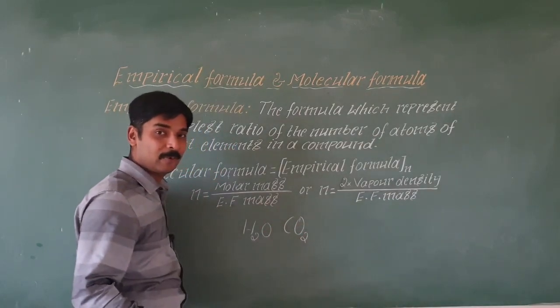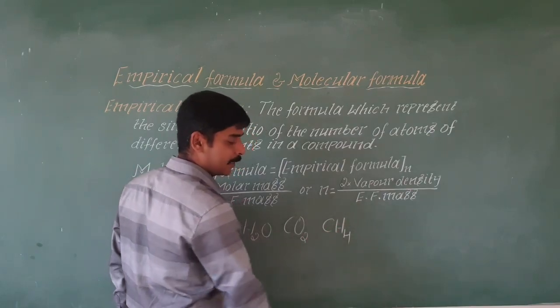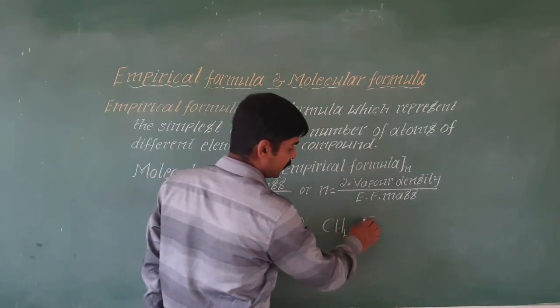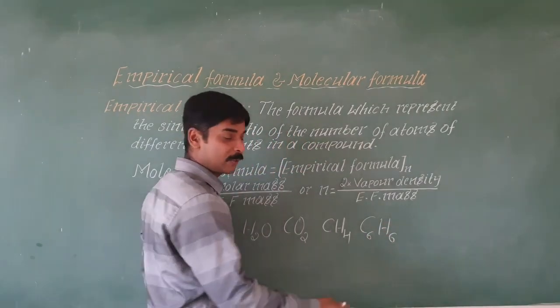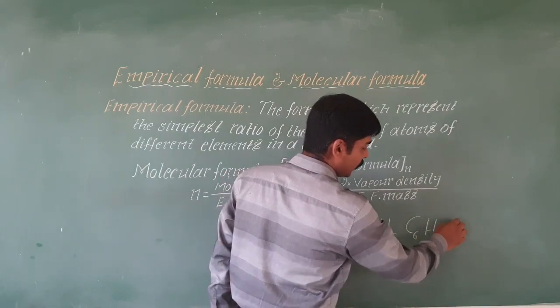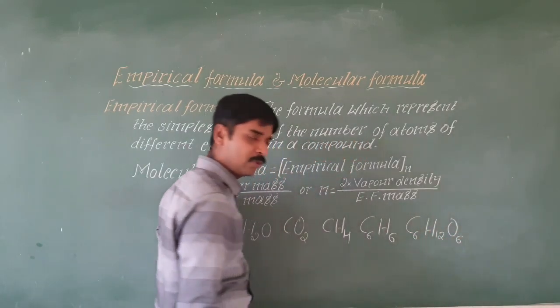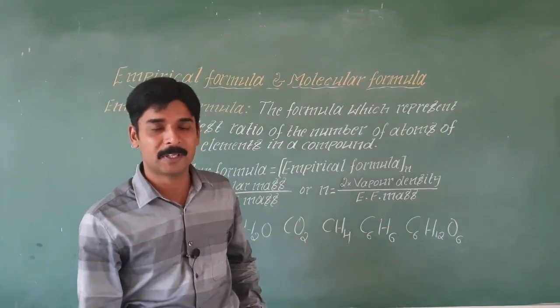What is the molecular formula of methane? Methane is CH4. Benzene is C6H6. Glucose, it is C6H12O6, right? Most of you may know the molecular formula of most of these compounds, right?